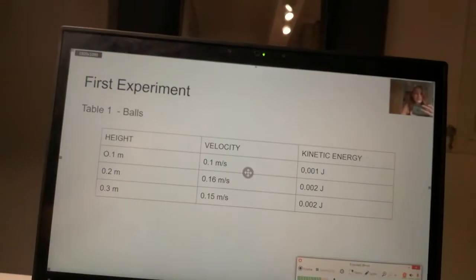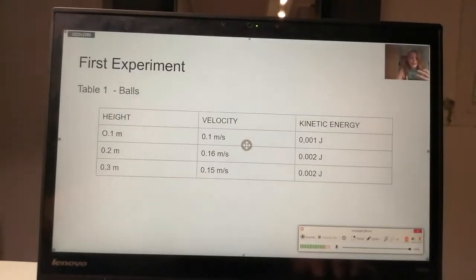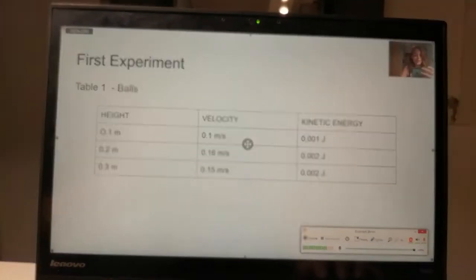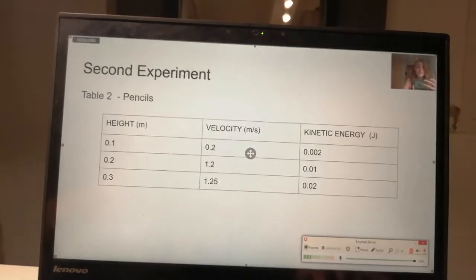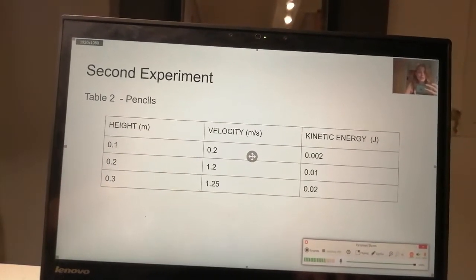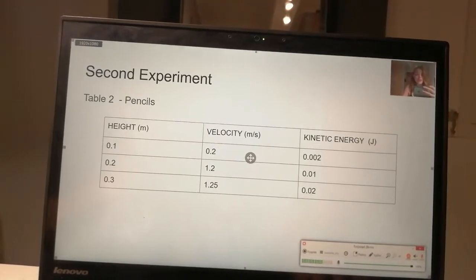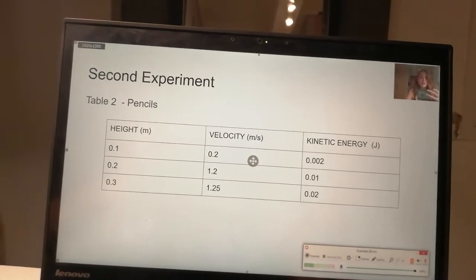Here's the table for the first experiment. We calculated the height and then we got a video with a tracker app, and it gave us the velocity and the kinetic energy. As the height increases, we can see that velocity and kinetic energy proportionally increase as well.